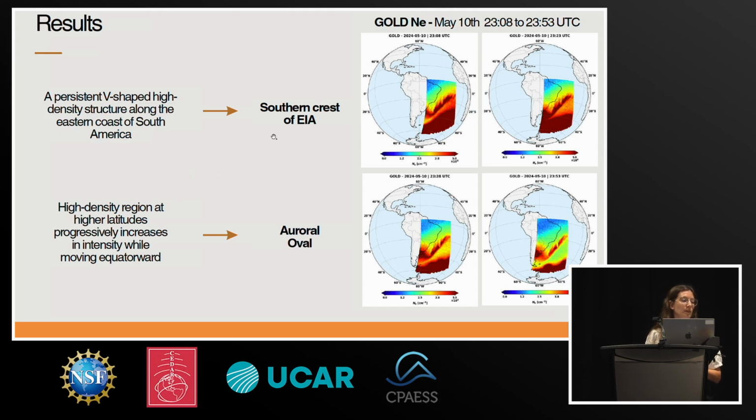On the other hand, we have the electron density measurements by GOLD observations. In these maps, we notice two main structures. These ones have a V shape and correspond to the southern crest of the equatorial ionization anomaly. And in this part, we are noting an increase of density values corresponding to the auroral oval. These values are moving first equatorward and then move back to high latitudes.